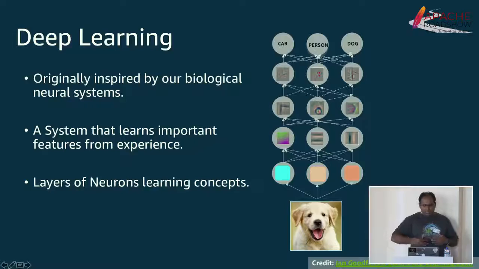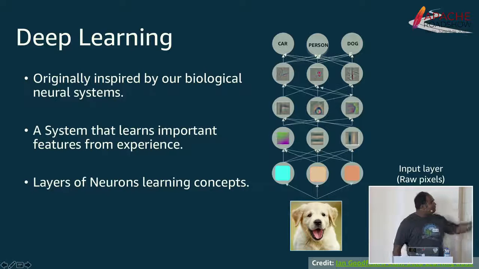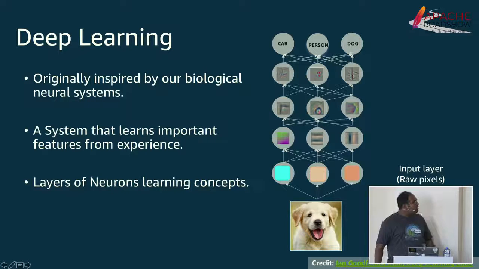In this system, it learns the most important features from experience itself by building a hierarchy of concepts, learning each concept at a time. Take this example, which is a neural network which has many layers. Here, we are trying to feed an image and classify it into 3 different categories: car, person, and dog. The first layer is called the input layer, where you feed the raw pixels to the network. And then you have the first hidden layer, which is trying to make sense of edges in the image.